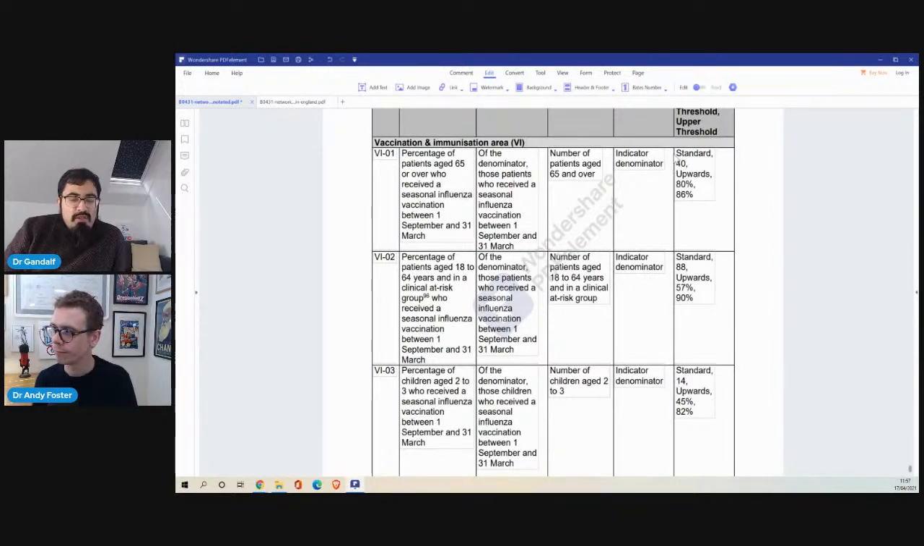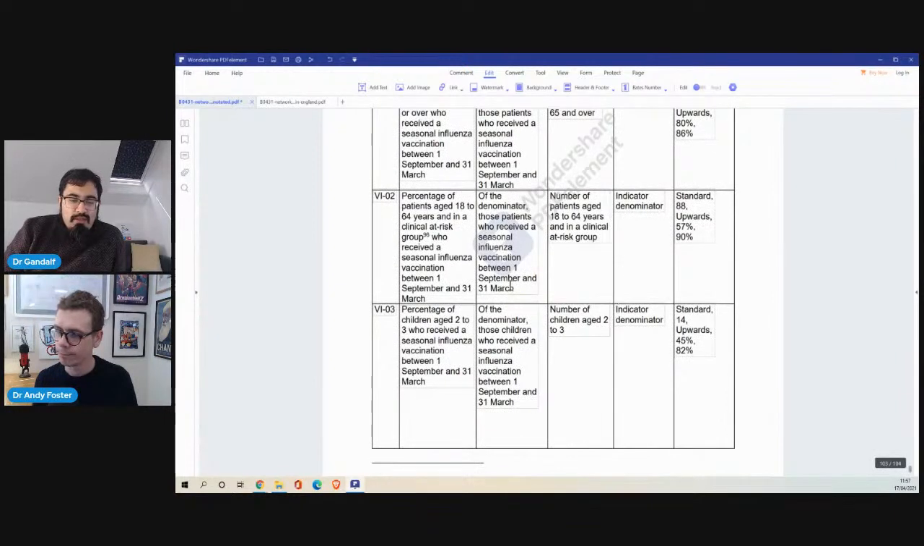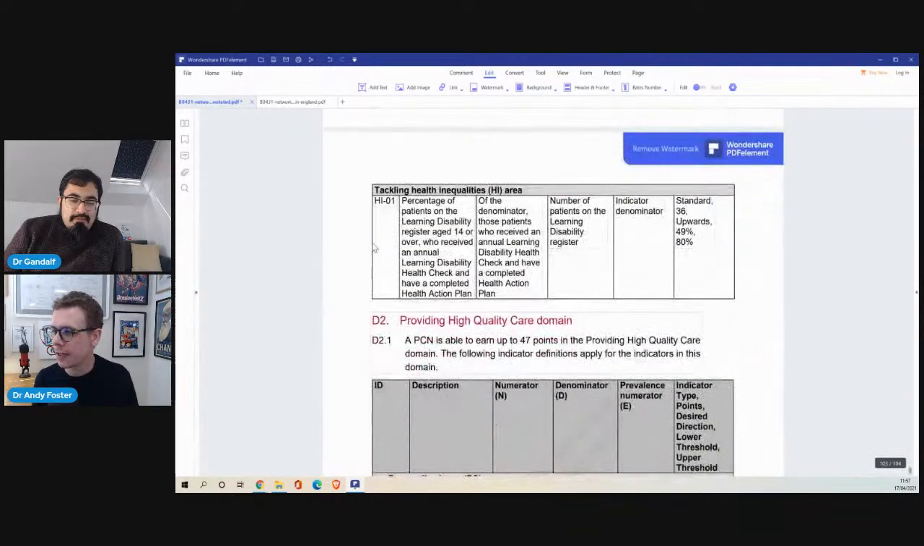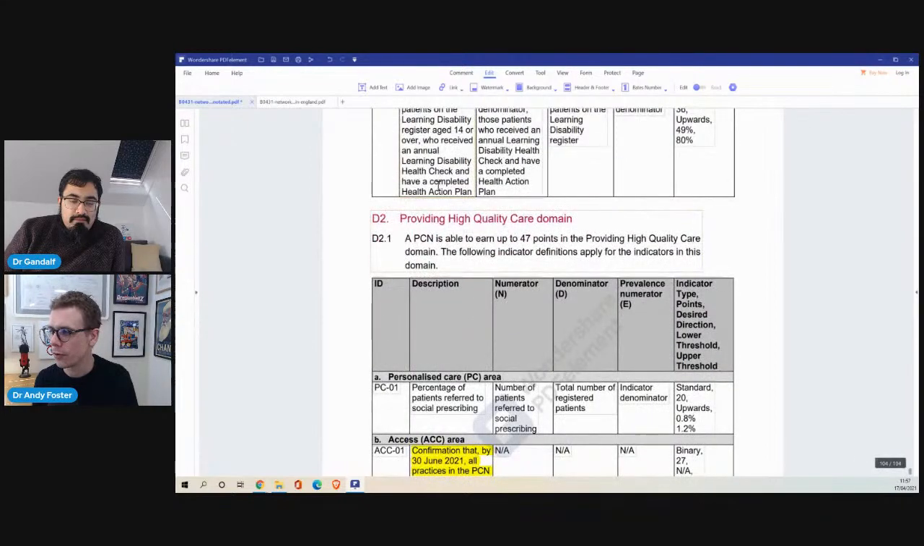I'm a bit confused about the 2 to 3 year olds one, because we don't tend to do as much of that in general practice. That's obviously delivered through the schools process. So how much control we've got over that, I think, is an interesting part. That one confused me a little bit. Yeah, absolutely. And then there's learning disability health checks. Yep. So that's a piece of work that needs doing.